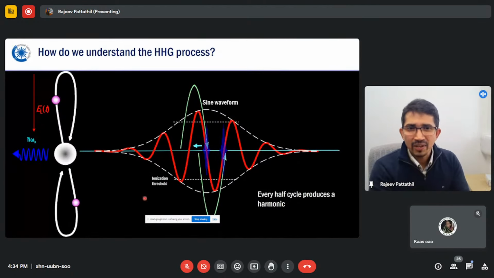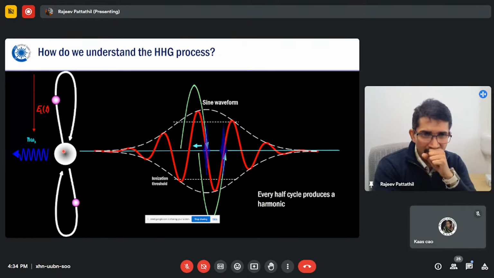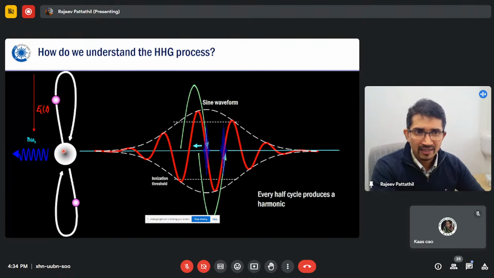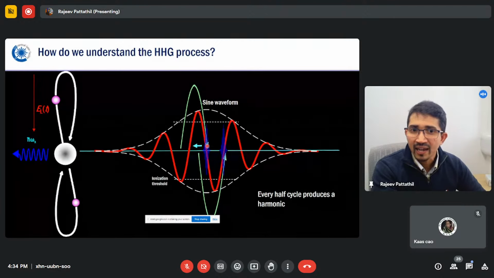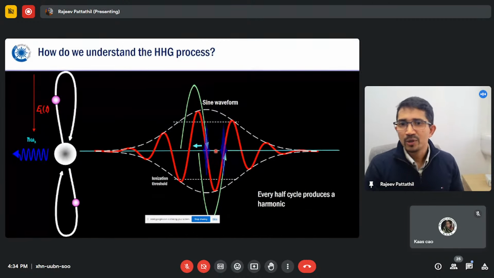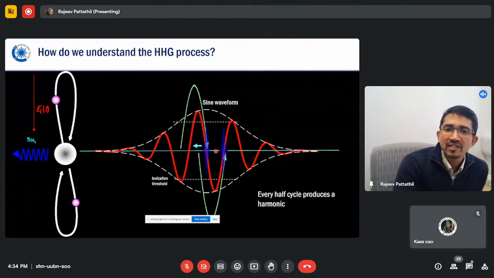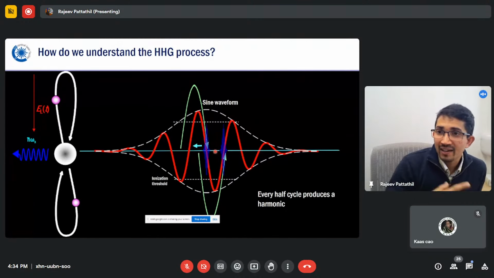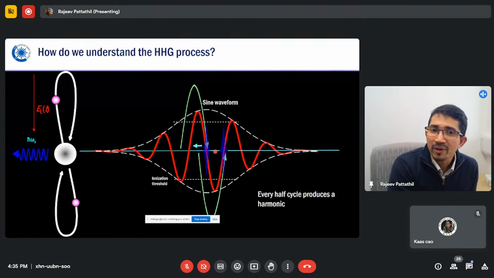So just to show it pictorially, you have the atom, you have the electron that is released by the light field. It recollides twice during one cycle, once in one half of the cycle, and again when the field reverses. So you get essentially two XUV pulses per driving light cycle. So this is actually important to understand how this could be an attosecond phenomenon.